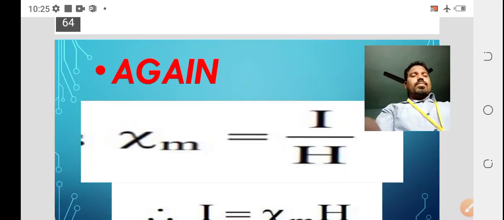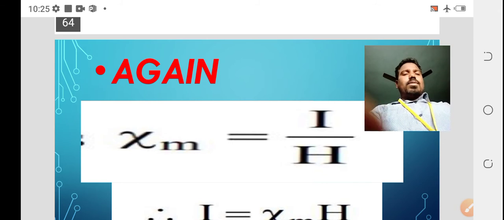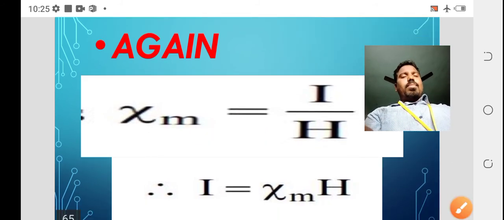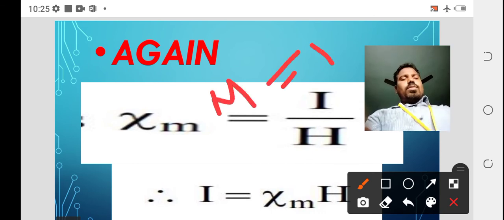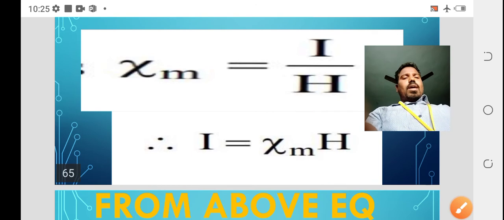Again, from the magnetic susceptibility concept, chi is equal to M by H or I by H. You can use either equation. Here M is equal to I, so chi equals I by H. Therefore I equals chi times H, susceptibility and the magnetizing field H. So I equals chi m H.